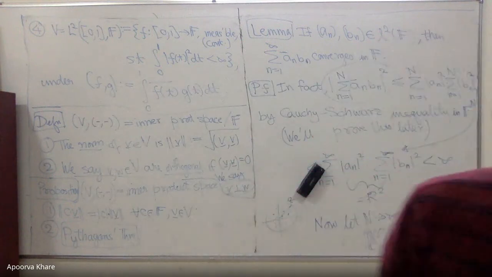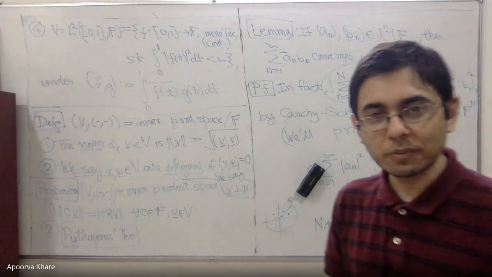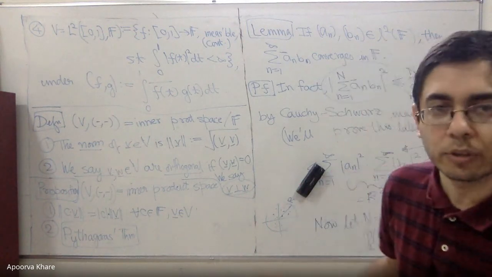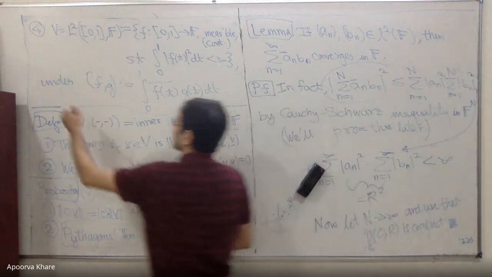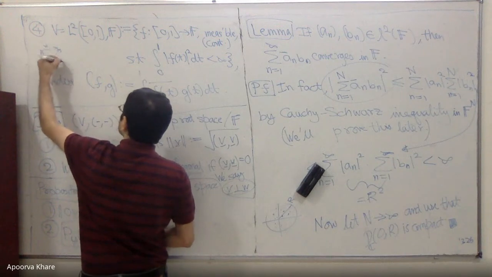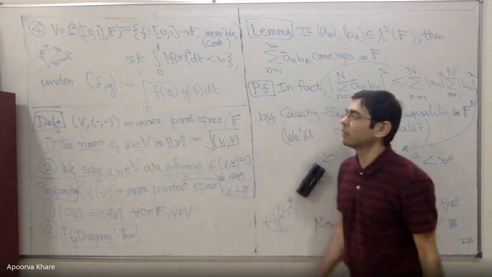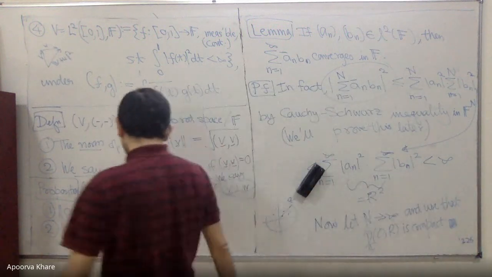No. This is true if the thing is the real numbers, not for complex numbers. I could put plus minus and then I'm done. Fine. So you've already seen Pythagoras theorem in the usual setting, right? If you have two vectors V and W and they're orthogonal, then the norm squared of V plus W equals norm squared of V plus norm squared of W. That part we all know. This one is going to be slightly different.